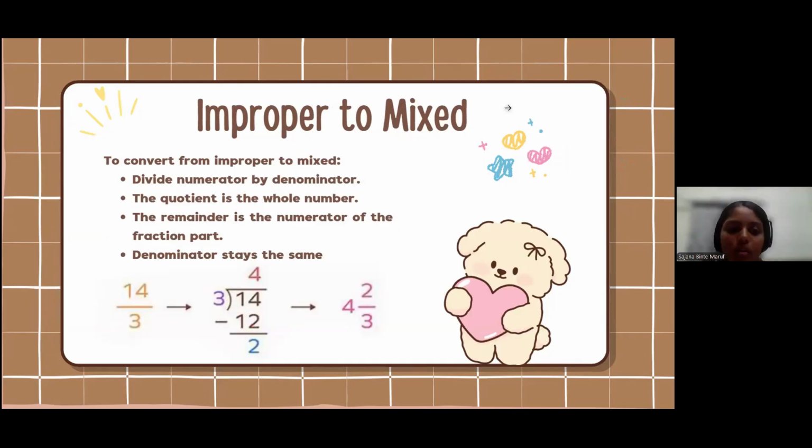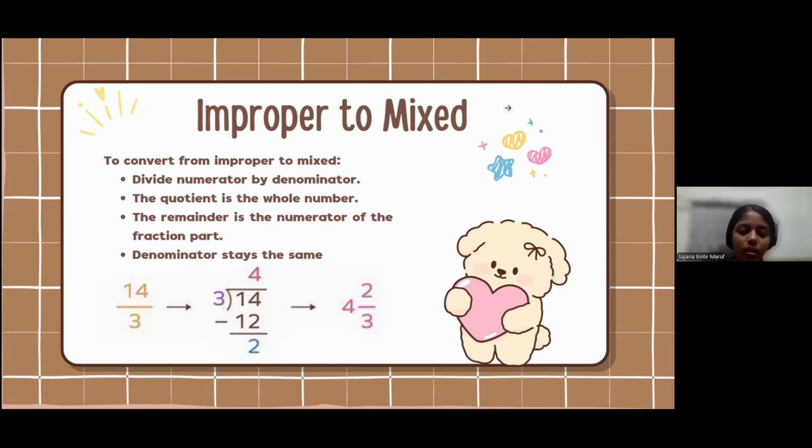Improper to mixed. To convert from improper to mixed, first we have to divide the numerator by the denominator. Then the quotient is the whole number. The remainder is the numerator of the fraction part, and the denominator stays the same.